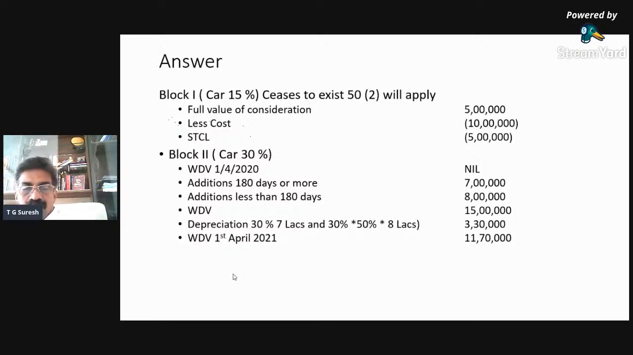Always try to give the closing WDV, which will be the opening WDV for the next year. So Vignesh 330. I don't know how Lokesh and Sriram Balaji are getting 3 lakhs.